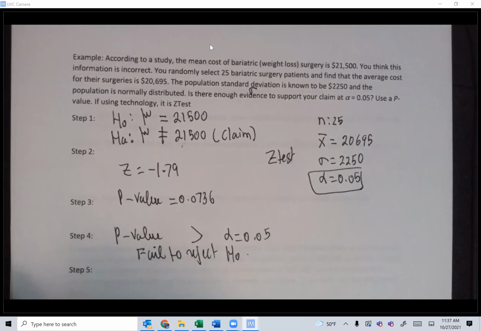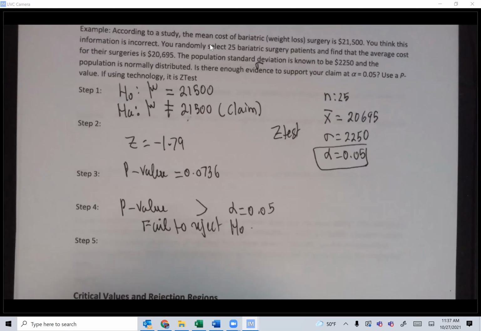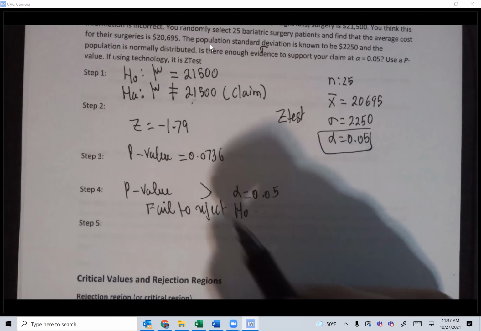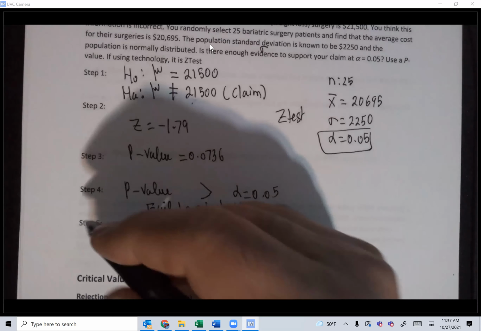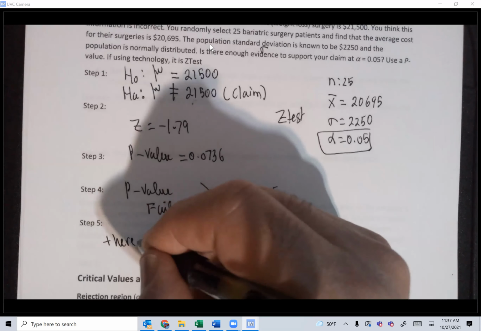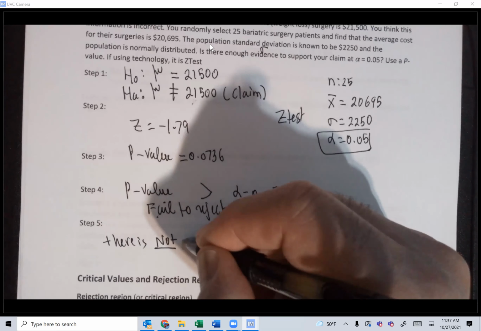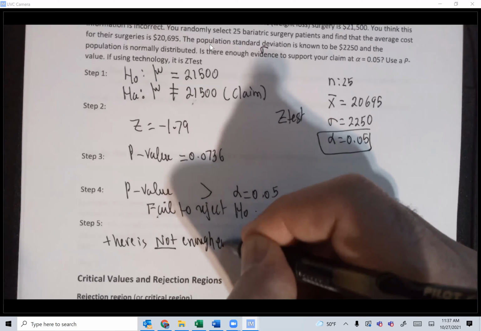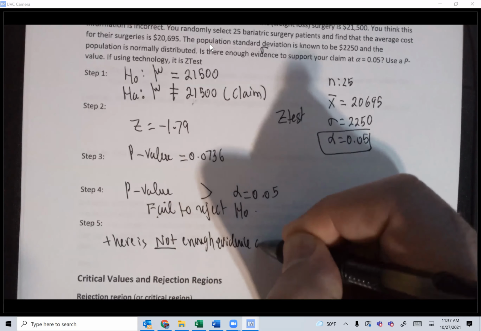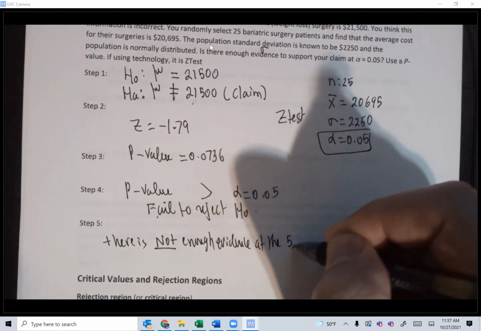Now, let me show you how to write the conclusion, guys. I showed you the shortcut. Look, if it is a fail to reject H0, we start with there is not. So fail, you have to have not. Enough evidence at the 5% level of significance.